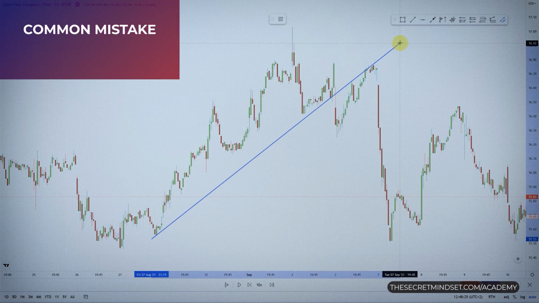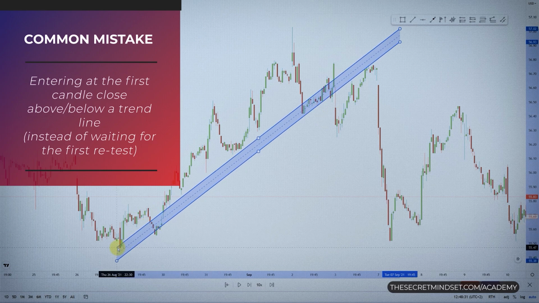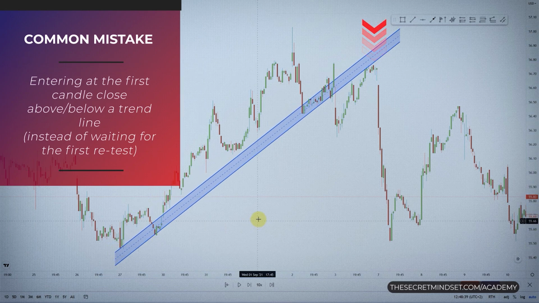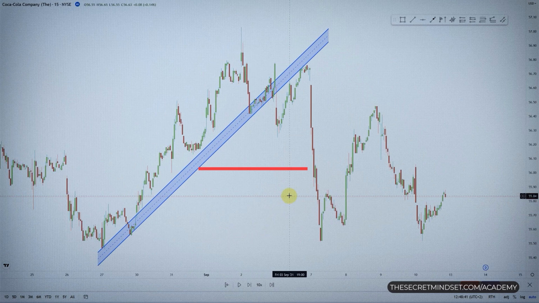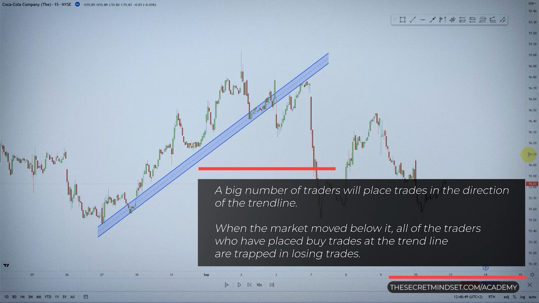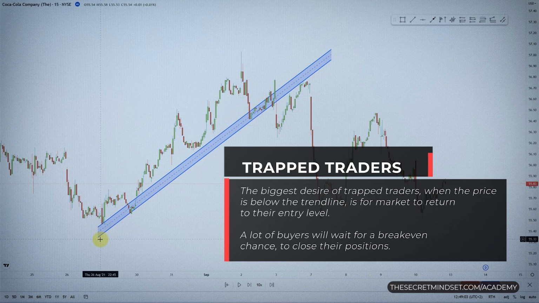Many traders are drawing a trend line, and at the first candle close below it, they enter right away. But the first retest after a trendline breakout is a much better area to take trades from. So why is that? A big number of traders will place trades in the direction of the trend line. When the market moves below it, then all of the traders who have placed buy trades at the trend line are trapped in losing positions. Their biggest desire when the price is below the trend line is for the market to return to their entry level.